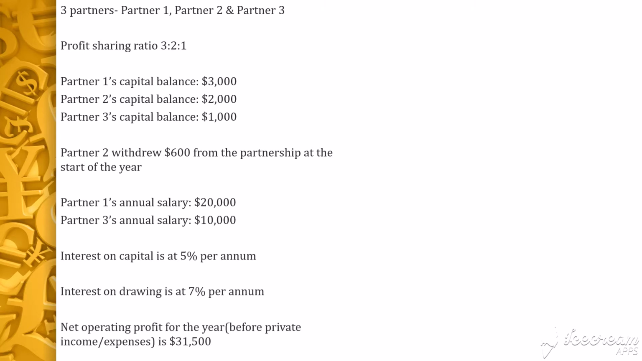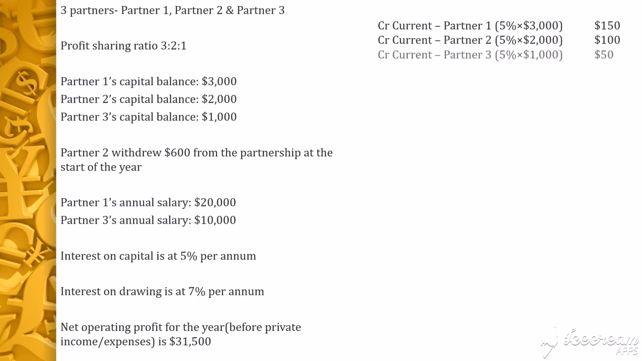Let's work this out together. First, we will record the interest on capital. If the interest rate is 5% per annum, we can calculate the interest on capital for all 3 partners. Next, we know that partner 2 withdrew $600 from the partnership, and the interest charged on drawings is 7% per annum, so the interest on drawings is $42.